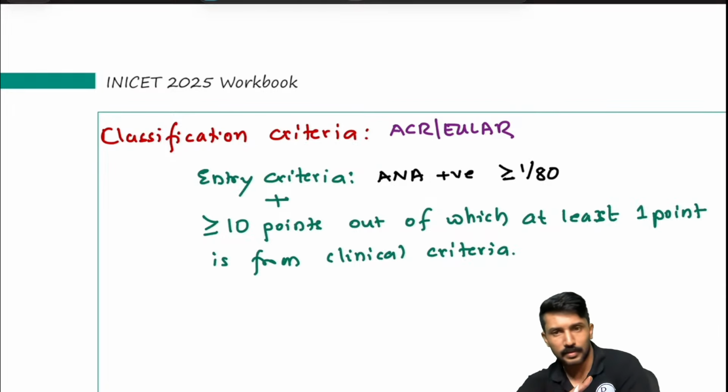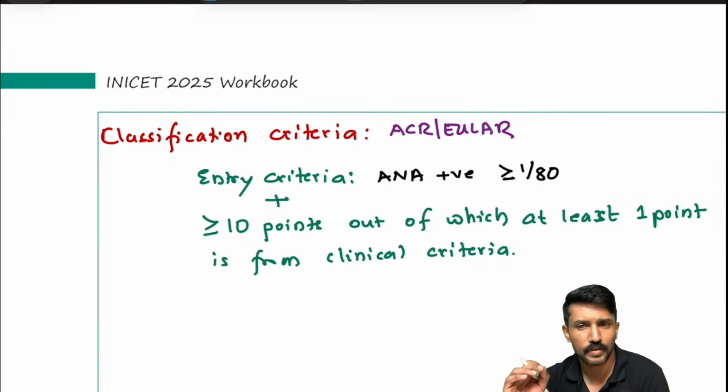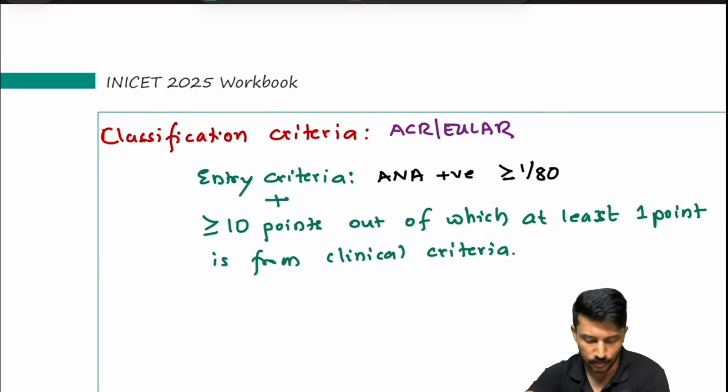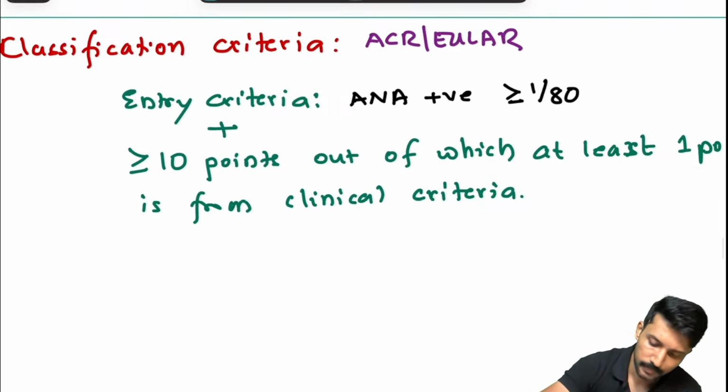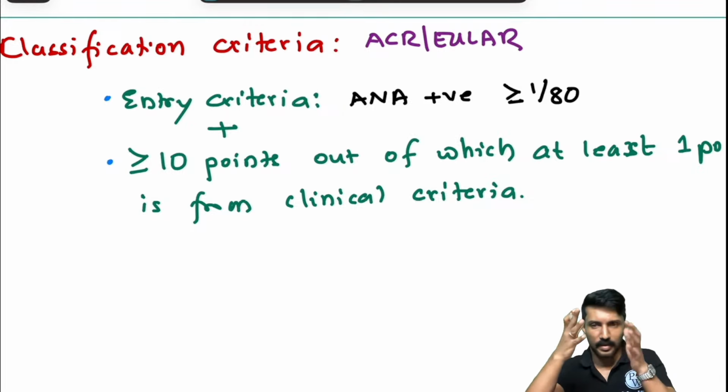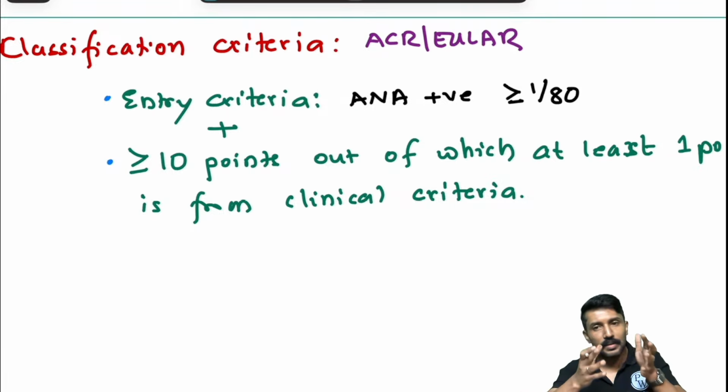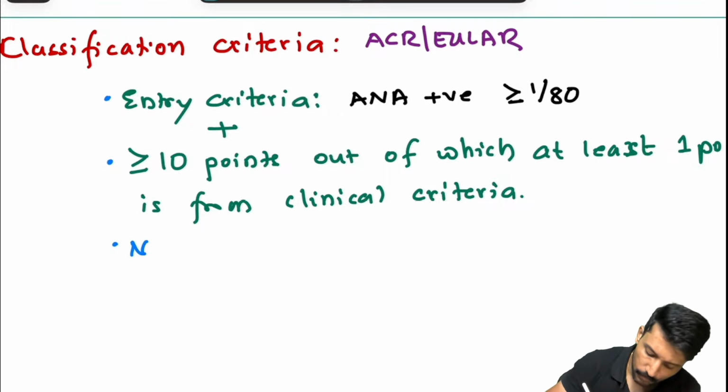Among this, 2 or 3 years ago, they had asked one question on this ACR EULAR currently running criteria. Which of the following is the newly introduced domain? So there are clinical and lab criteria. In the clinical criteria, there were neurological manifestations, dermatological manifestations. So there were segments, and a new segment was added. So that was asked. So I want you to remember that newly introduced domain in the clinical criteria.